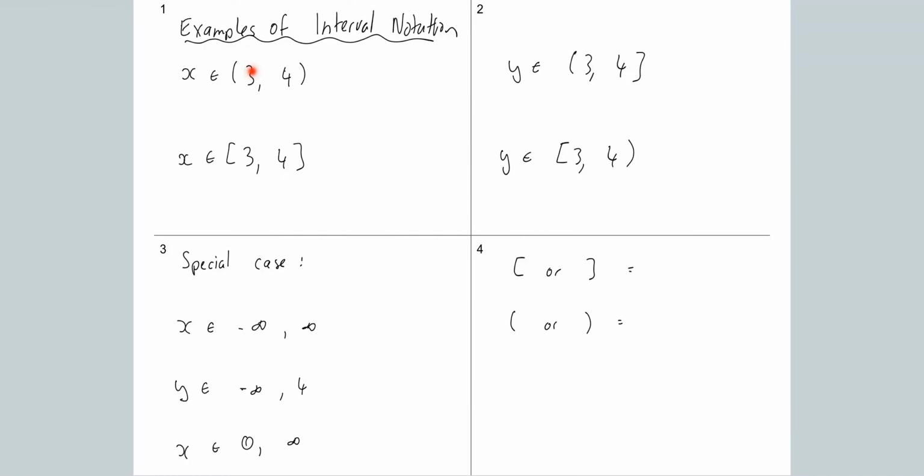So that means 3, 3.1, 3.2, 3.3, 3.1415. So pi is between 3 and 4. So all of those things are appropriate. So this means, I'll just write it in.